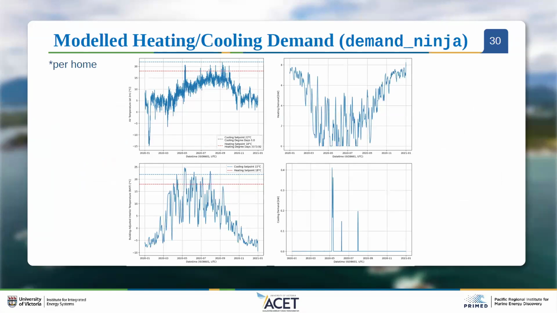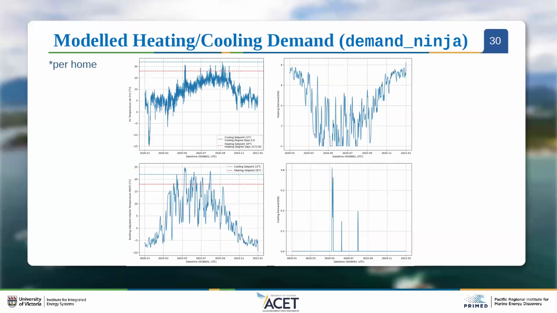So the modeled heating and cooling demand, this is from the Demand Ninja tool, and this is per home. In the top left, there is the same temperature time series as I showed on the previous slide. So that's just the air temperature outside the house. And then you can see the cooling and heating set points that I used. So I'm saying that heating kicks in at 18 degrees. Sorry, heating cuts out at 18 degrees and cooling cuts in at 22 degrees.